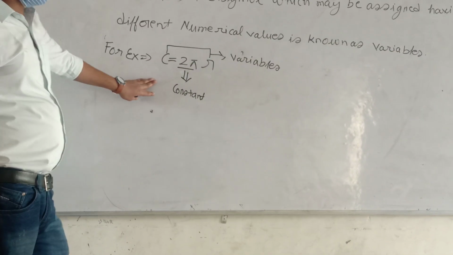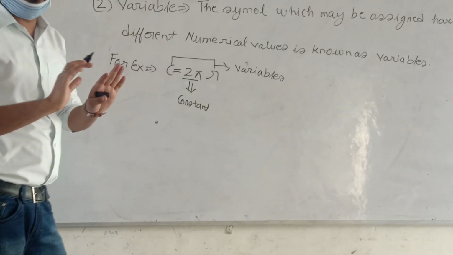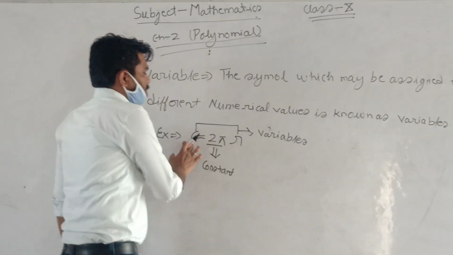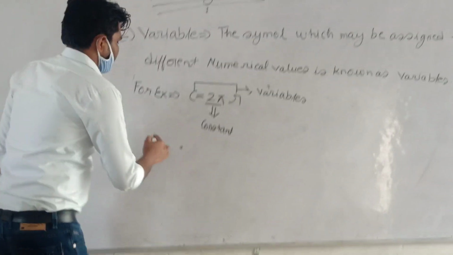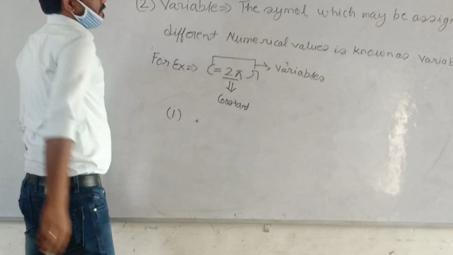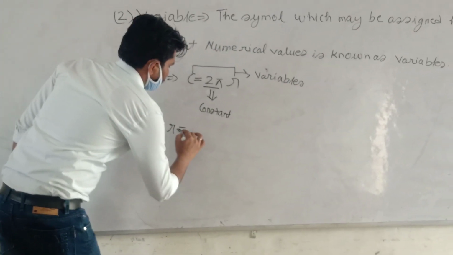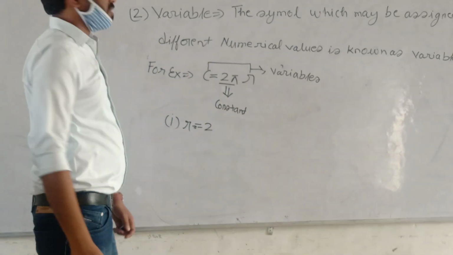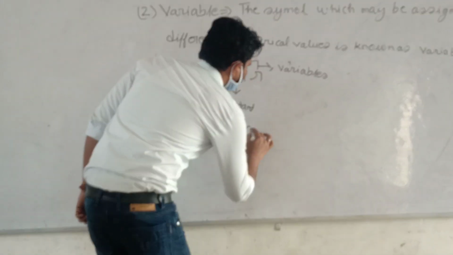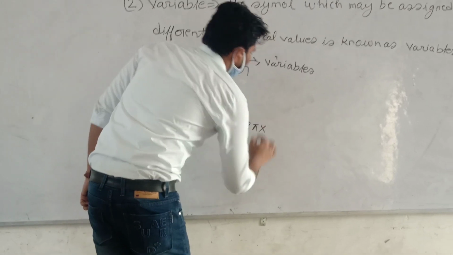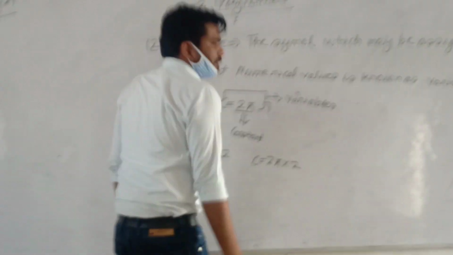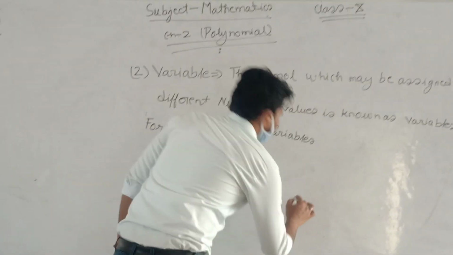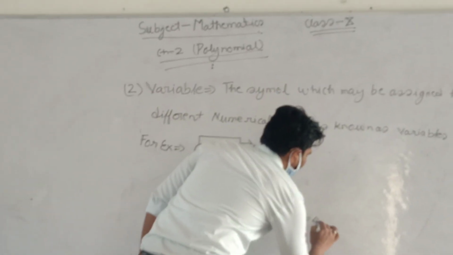In this formula, we can say that the value of 2 pi never changes. The value of C will change with respect to the value of r. Let's see how. First we put the value of r equal to 2. What will be the circumference of the circle? C is equal to 2 pi into 2. So C is equal to 4 pi.